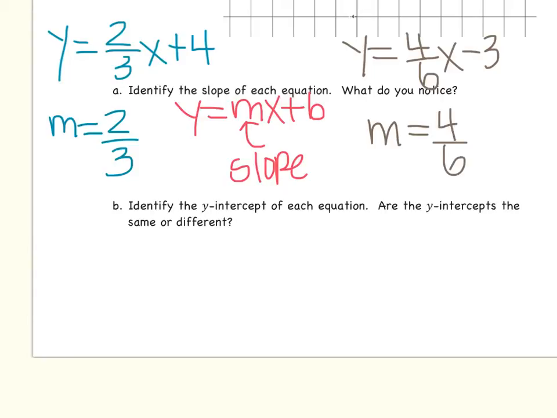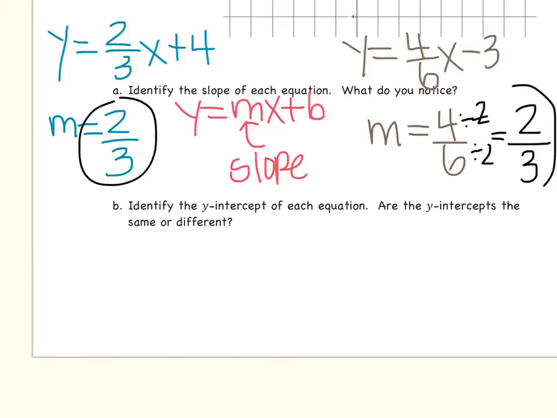Now if we just look at those two fractions, 2/3 and 4/6, we have to think about what we notice. If I look at 4/6, could this fraction simplify? They could both be divided by 2 because they're both even numbers. 4 divided by 2 would give me 2, and 6 divided by 2 would give me 3. So now take a look. What do you notice about my slope? Really, they're the same number. Same slope.